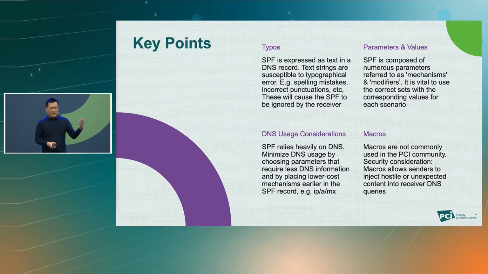So commas, equals, semicolons. A lot of mistakes that just could not be understood by the server itself. There are also a lot of parameters and values. In SPF, there's the difference between mechanisms and modifiers. So you need to use them in conjunction. Sometimes you can't use one without the other. They're kind of dependent on each other. So if you miss one of them or mix up one of them, then that mechanism doesn't work anymore. DNS usage consideration, that's what I mentioned multiple times. And of course, macros are not commonly used and probably not recommended to use.